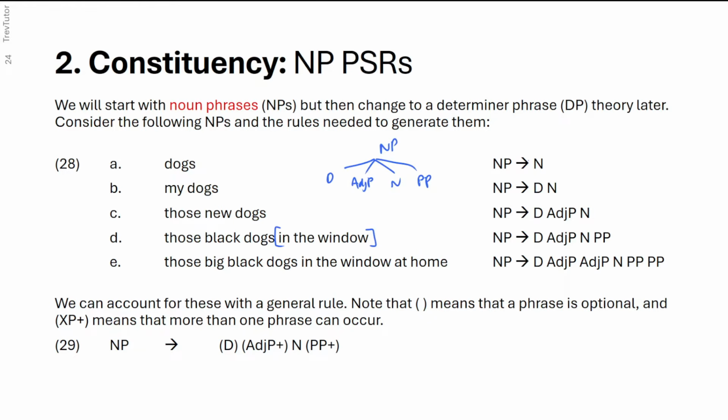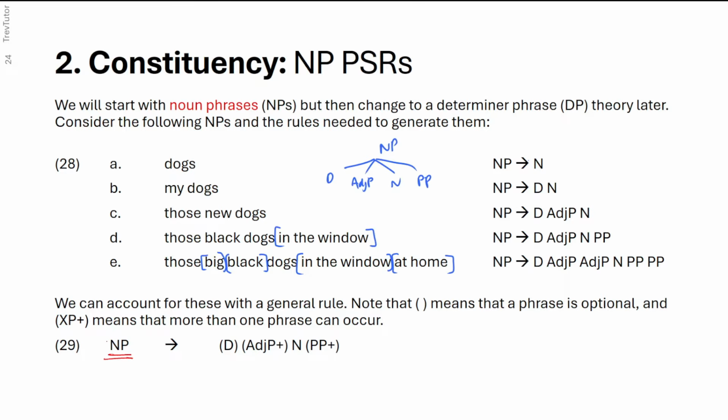But we could keep going. Those big black dogs in the window at home, in which case we not only have two prepositional phrases following the noun, but we also have two adjective phrases before the noun. So noun phrases can become quite large, and we don't want to be listing out a bunch of different potential rules for this, so instead it's better just to include one rule that states a bunch of different things.